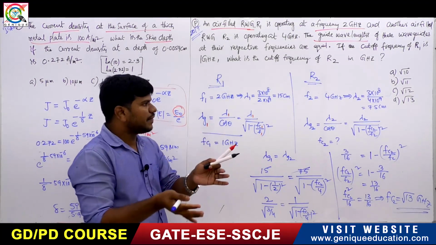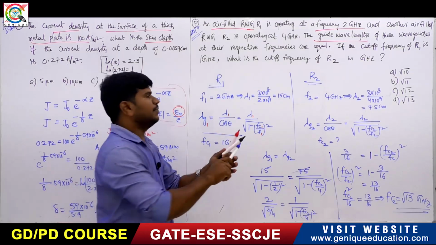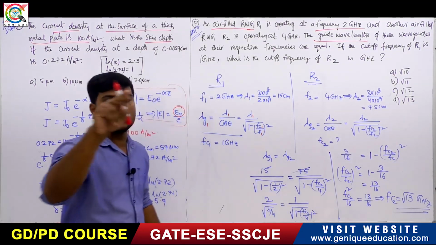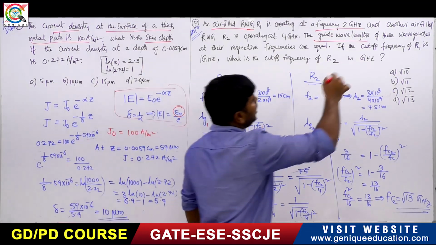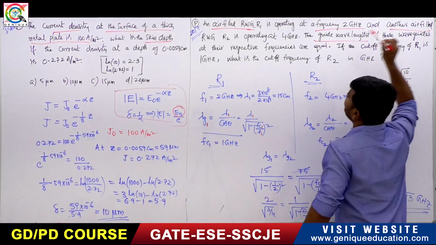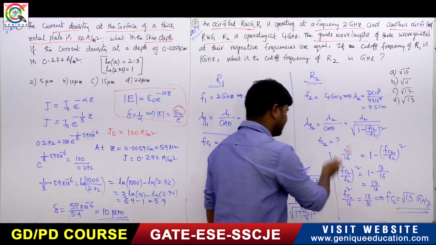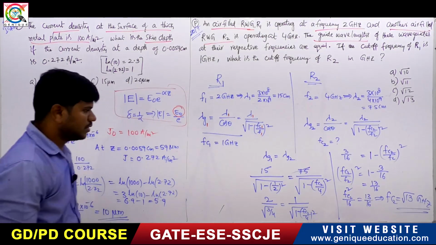Okay, two rectangular waveguides and both are air filled, given. Air filled means there is no epsilon r. Epsilon r is equal to how much? 1 for both waveguides. Okay, both are air-filled rectangular waveguides. So this is the answer, right?